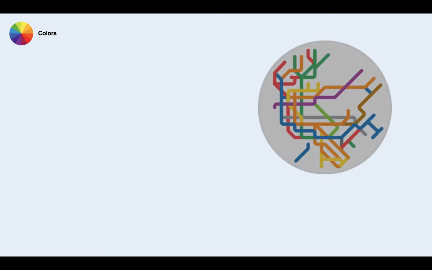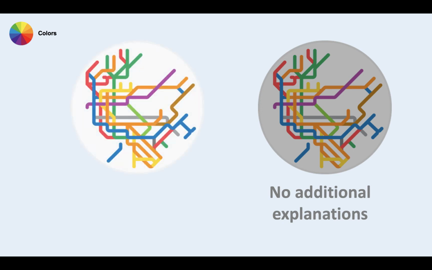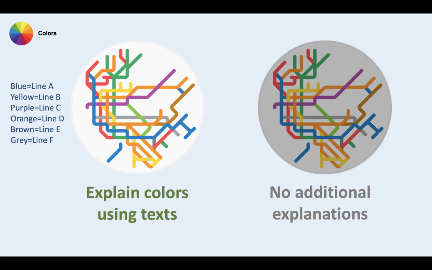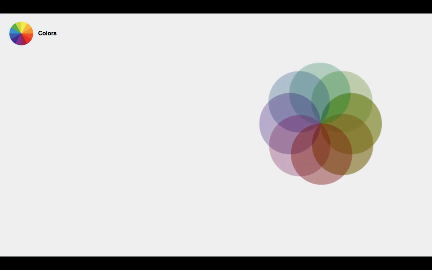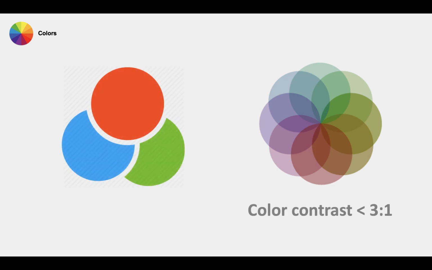If color is used in an image or chart, rather than offering no additional explanations, use text to explain the meaning of colors. Rather than using low contrast colors, make the contrast of colors next to each other at least 3:1.